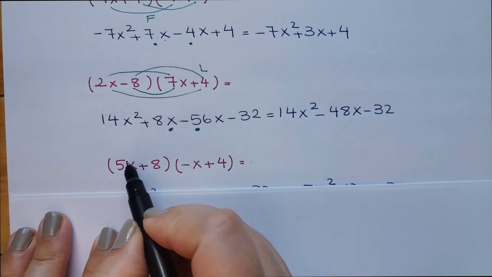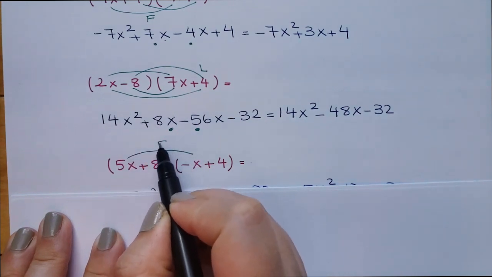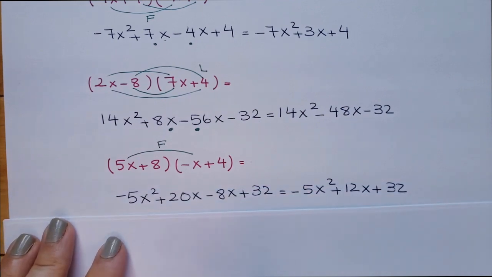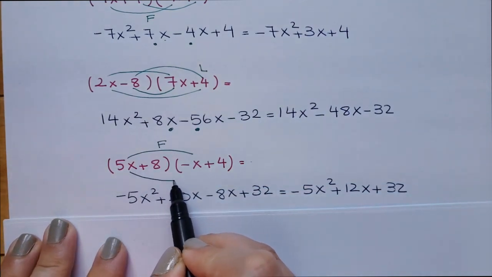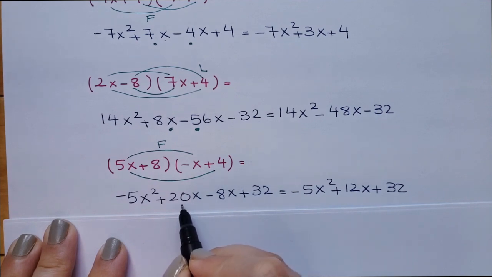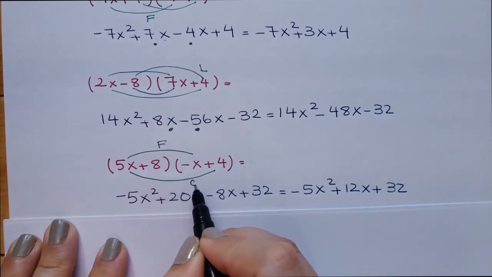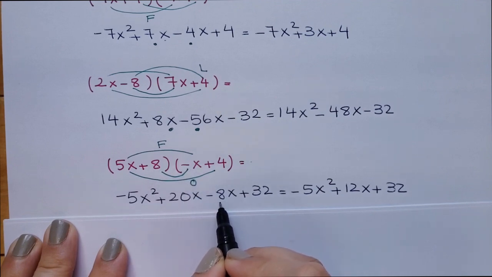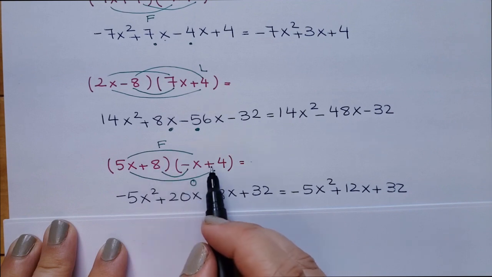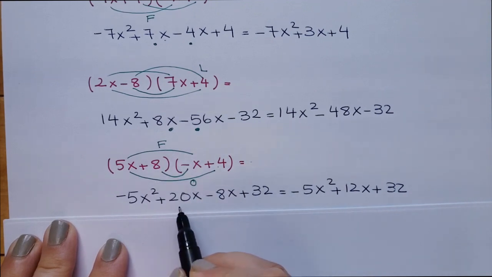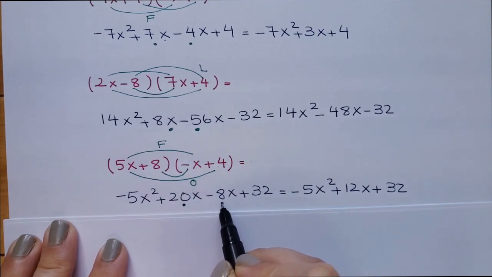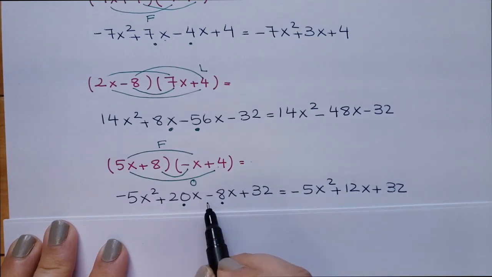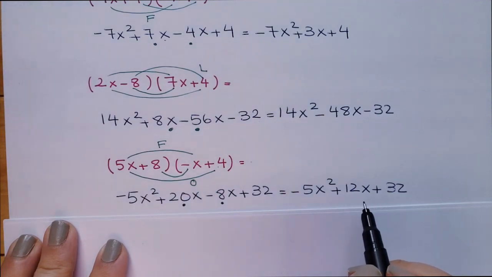Let's follow the FOIL. So that's F. 5x times negative x, that would be negative 5x squared. Then 5x times 4, 20x. Inner one, 8 times negative x, negative 8x. And then 8 times 4 is 32. Here again, we have two like terms, so that would end up to negative 5x squared, 20 minus 8 is 12x, plus 32.